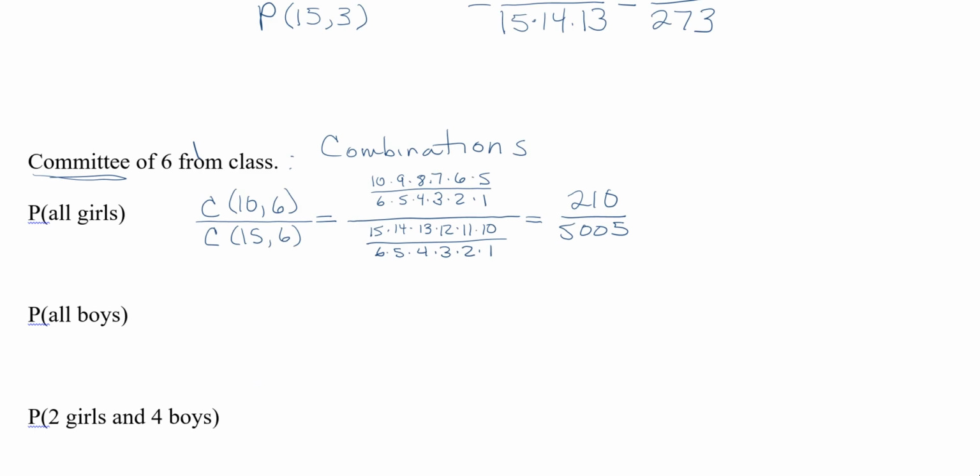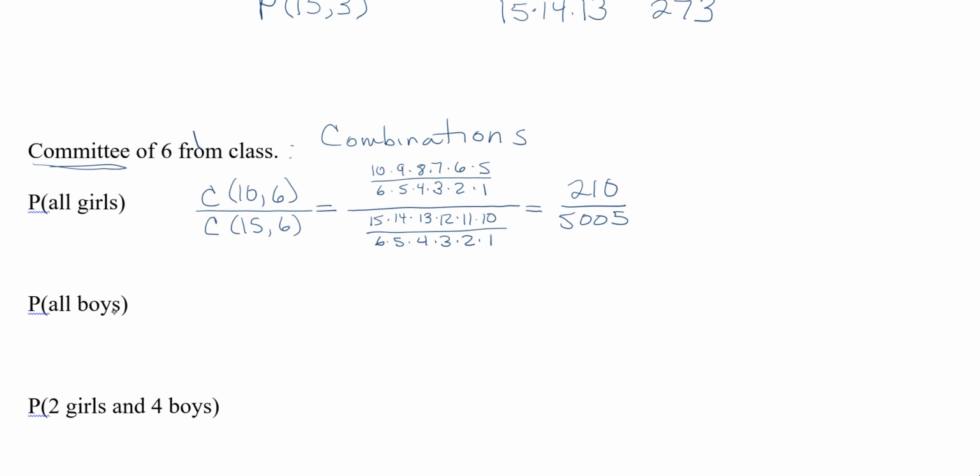Now, next, if I want a committee with all boys, let's see, there are 5 boys, and the committee has to be 6, so the probability would be 0 because it's not possible.